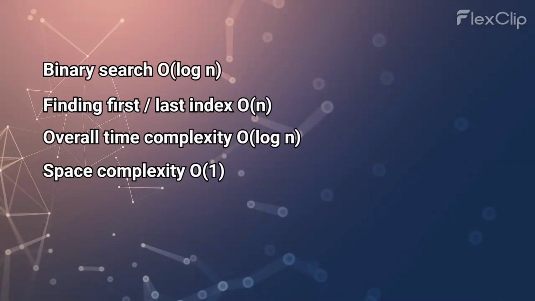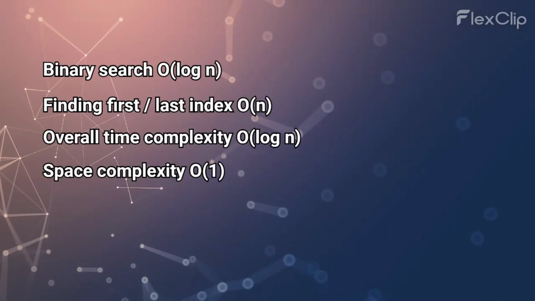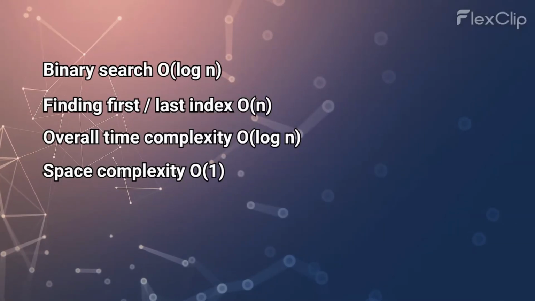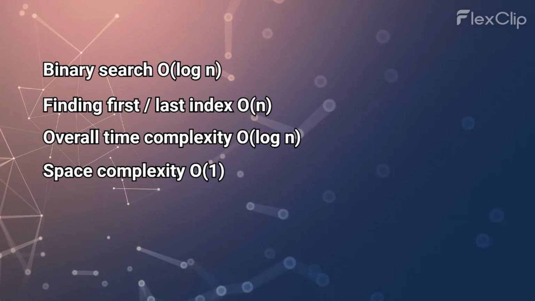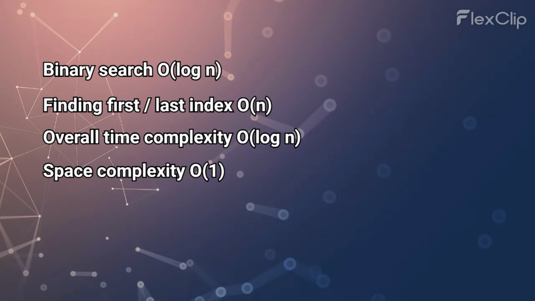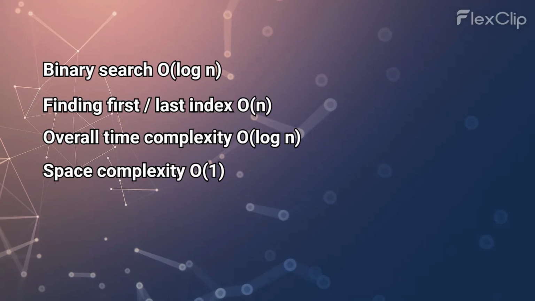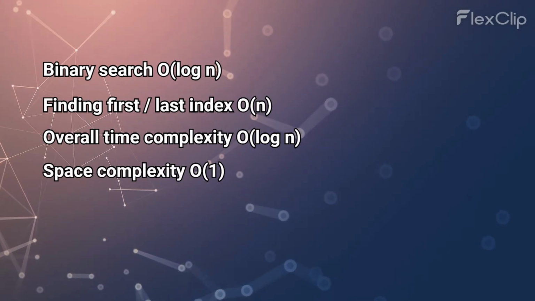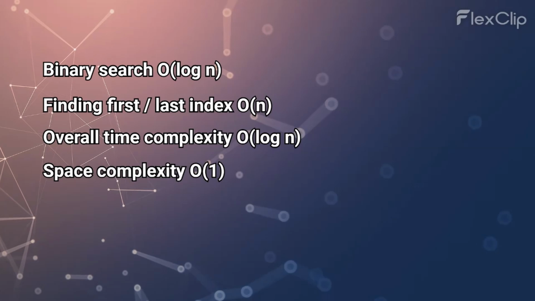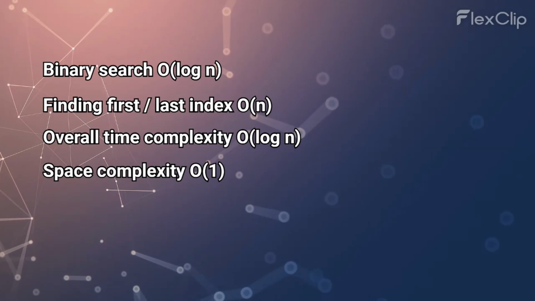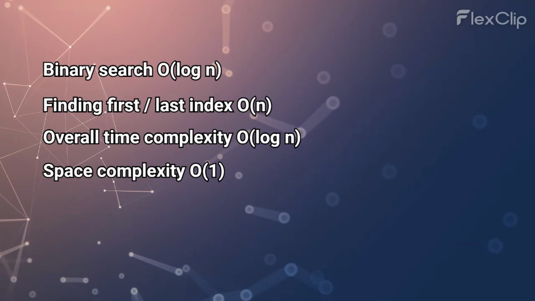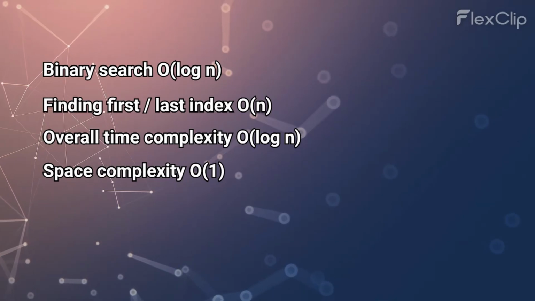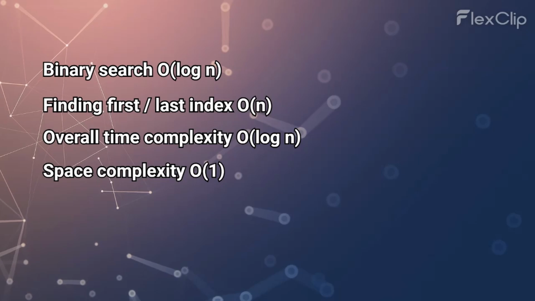If we want to discuss the overall time complexity, the solution approach will be big O of log n. How? The binary search will take big O of log n time, and finding the first and last position of the element separately will take big O of n time in the worst case. But since we only need to find those once, compared to the overall complexity, the time complexity of this solution will be big O of log n. And if we discuss the space complexity, it will be constant. That means big O of 1.